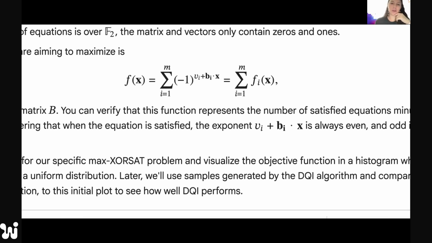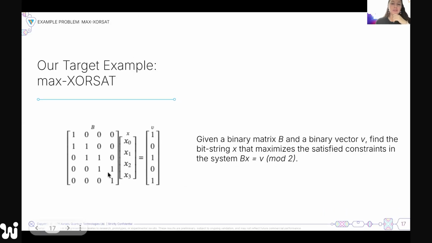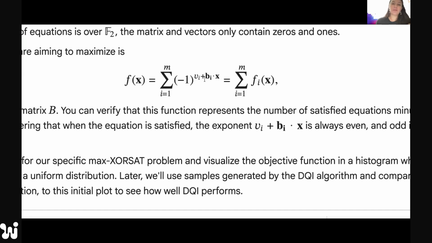Let me actually bring back the problem here just for a second. I have my matrix B, the information from the system, my vector v. For this particular problem, which is XOR SAT, all of these numbers are binary. It's just ones and zeros, and we're always going to stay in binary, so everything we're going to do is modulo 2. I have the information of my v's and my b's, and I have my x's, which are the ones that I don't know. The x's are the ones that I want to find.